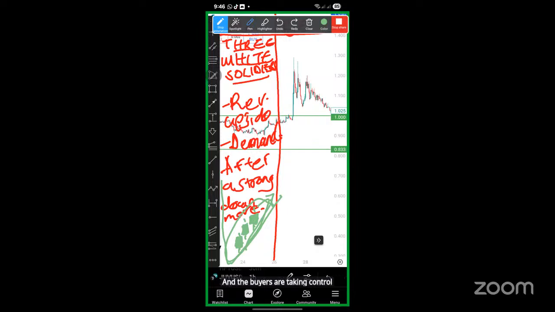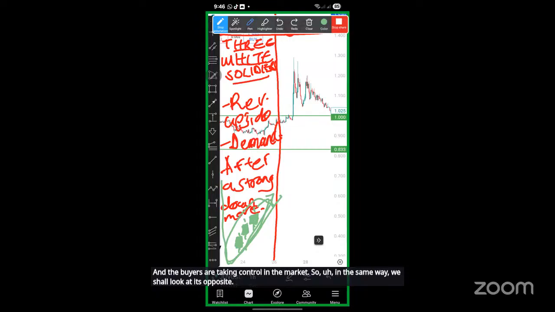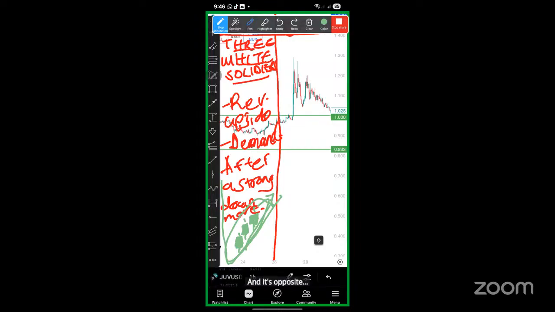and here it indicates now the market has changed to the buying side, and the buyers are taking control in the market. So in the same way, we shall look at its opposite, and its opposite are the 3 black crows.